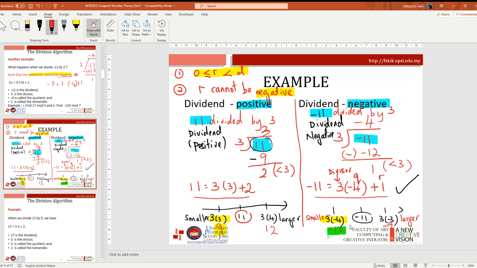For a negative dividend, we have a divisor. Q is the quotient and R is the remainder. And then negative 11 is the dividend.